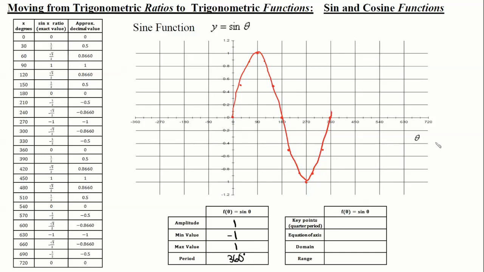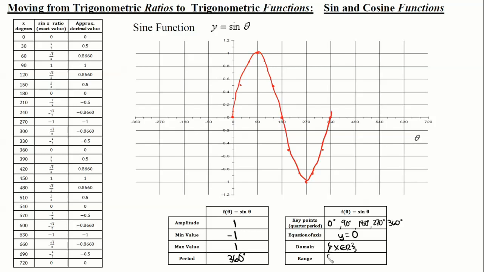Okay, so key points or quarter period, again, these occur at 90 degree intervals starting at 0. So 0, 90, 180, 270, and 360. The equation of the axis, in this case is the x-axis, so it's going to be y equals 0. My domain is just going to be x as an element of the set of real numbers. This cyclical pattern will be repeated infinitely in both the positive and the negative directions.